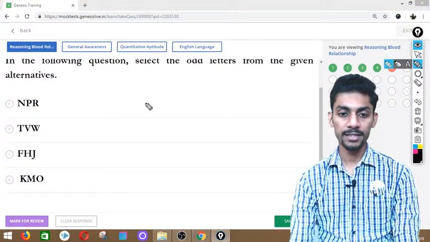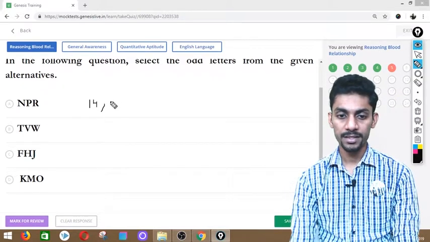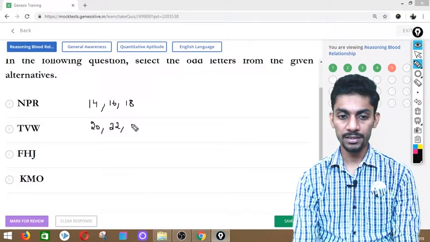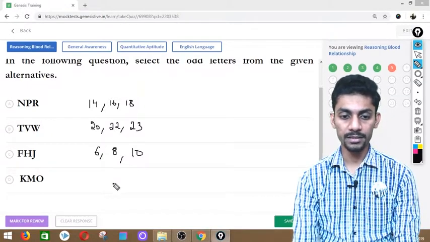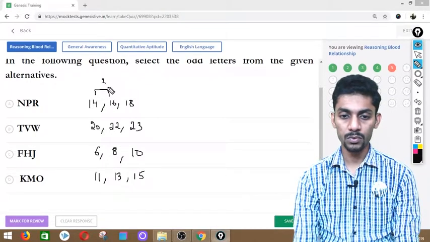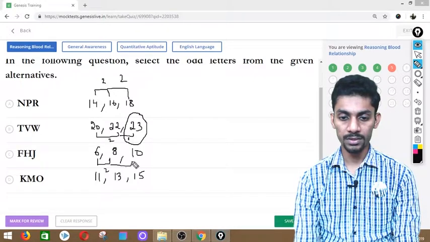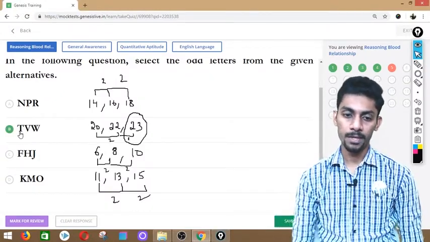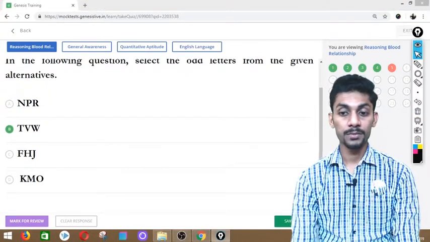Select the odd one out. N is 14th letter, P is 16th letter, R is 18th letter, T is 20th letter, V is 22nd letter, W is 23rd letter, F is 6th letter, H is 8th letter, J is 10th letter, K 11th letter, 13th letter and 15th letter. What's the difference? The difference is 2 here. The difference is 1 here. Correct? Here the difference is 2. In the last, the difference is 2. So obviously we got answer as option B, because the difference is 2 and 1. It should be 2 and 2. Okay, that is odd one out. Let's move on to next one.